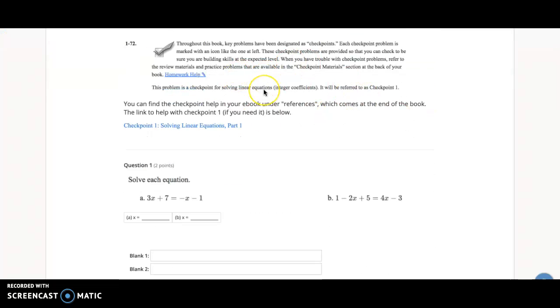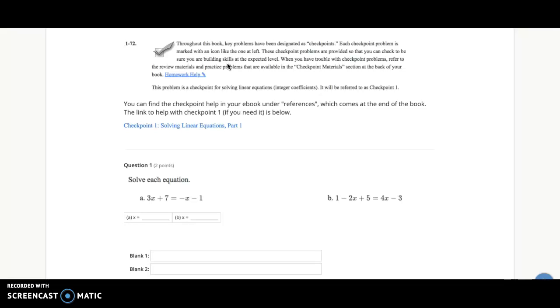It tells you about the checkpoint, so let's talk about that for a second. Throughout this book, key problems have been designated as checkpoints. Each checkpoint problem is marked with an icon that looks like this. If you're looking through the book, that's how you'll tell. These checkpoint problems are provided so that you can check to be sure that you are building the skills that are expected at this level.